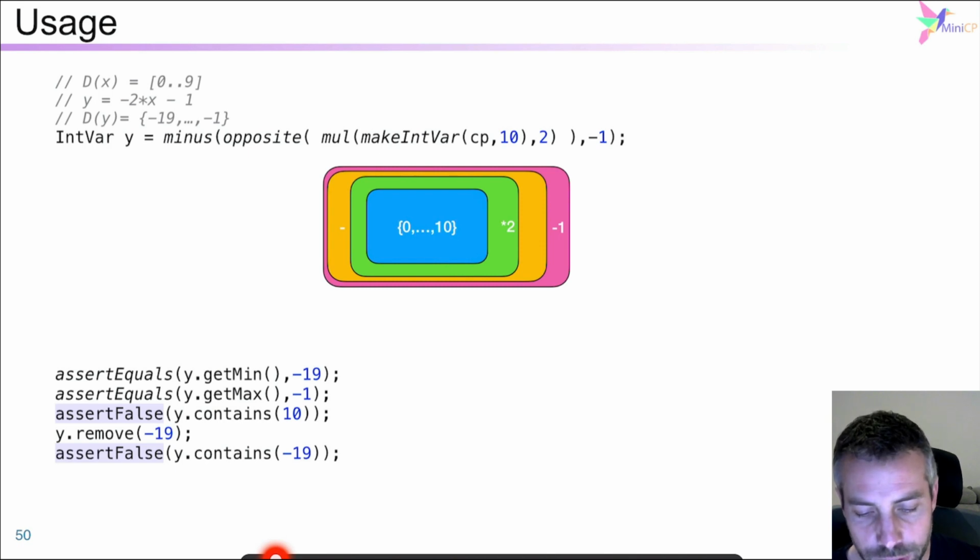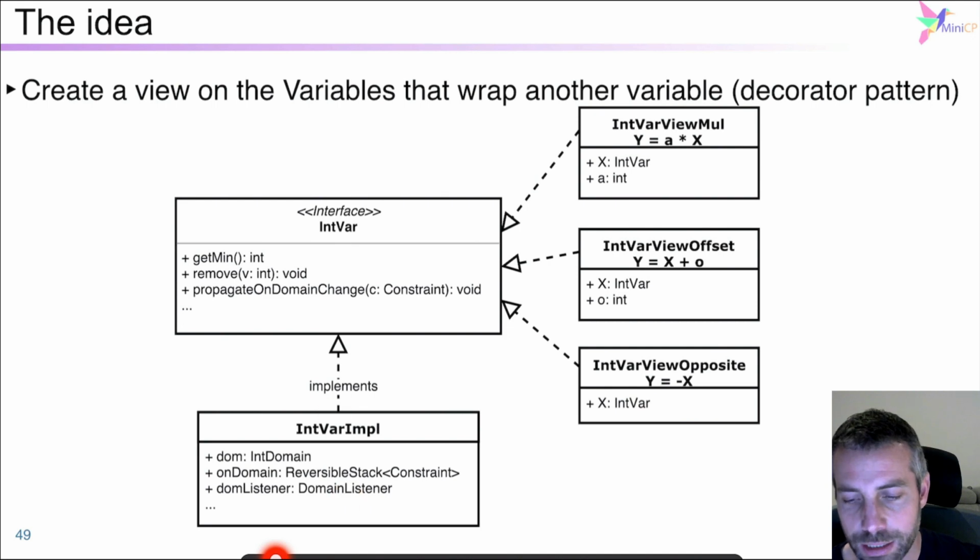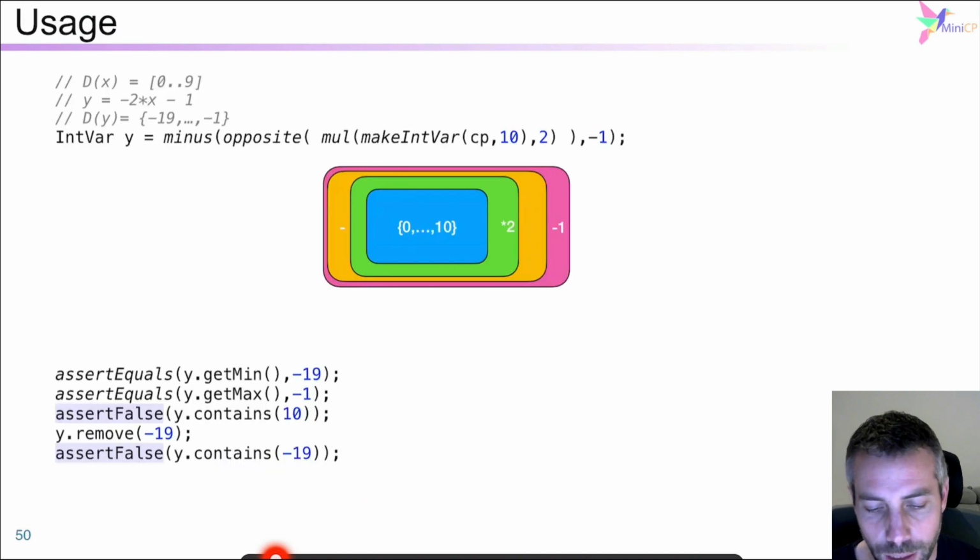And once it's done, you can really manipulate this variable y as a standard variable. If you use it inside a constraint, the constraint doesn't know that it's a view, and it's not really an implementation like this one. So these ones are really views. If you ask for the minimum of the domain of y, what you would get is minus 19, because of the minus, 2 times minus 9, so minus 18, minus 1, which is minus 19 as you would expect. You can also remove values from the domain of the view.